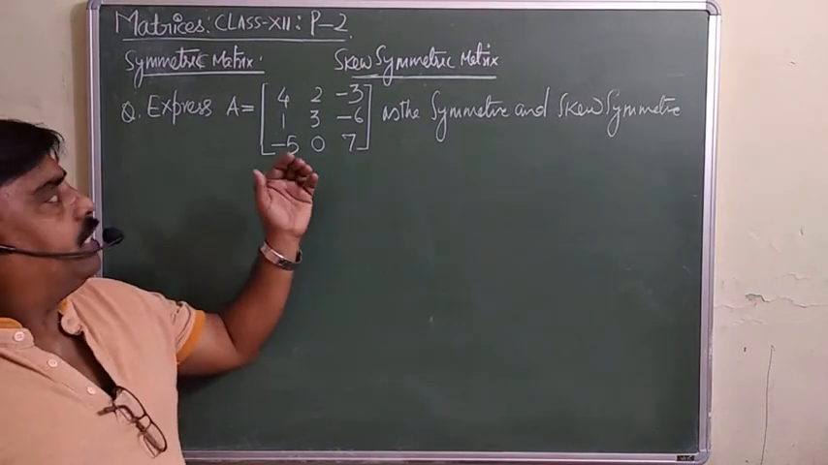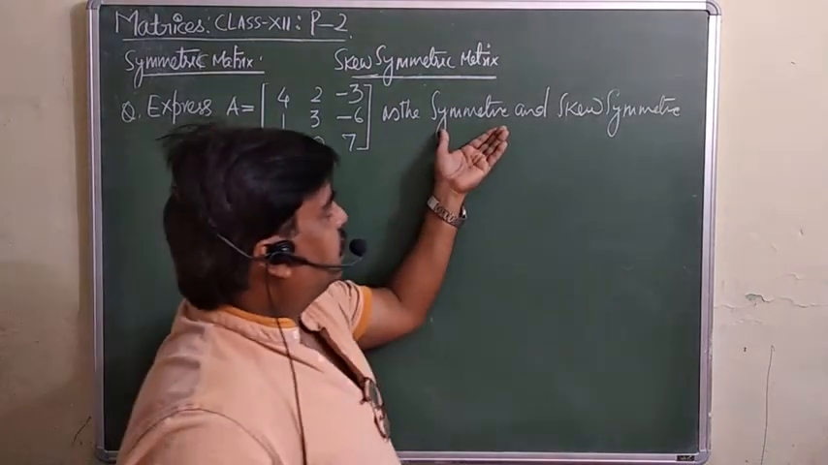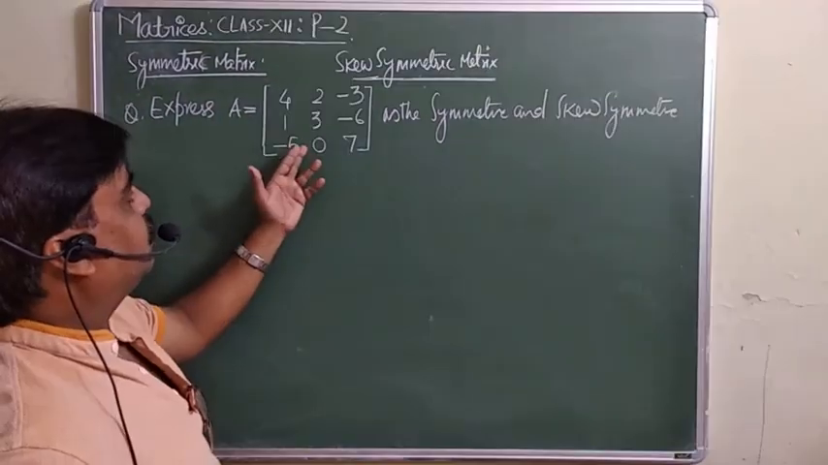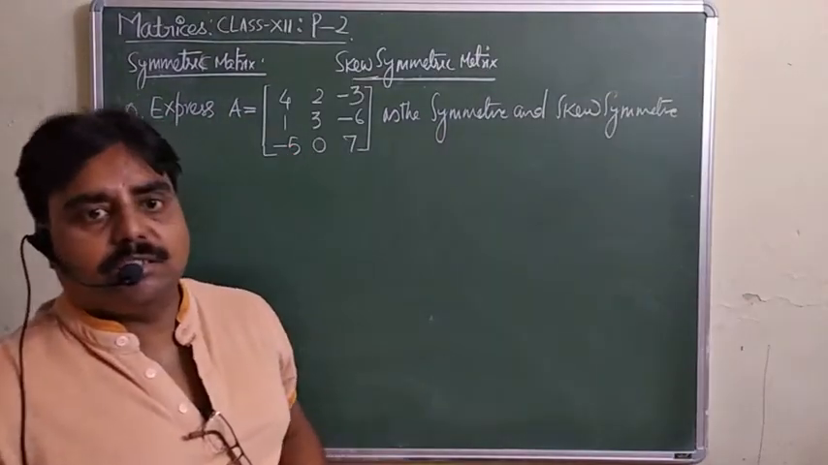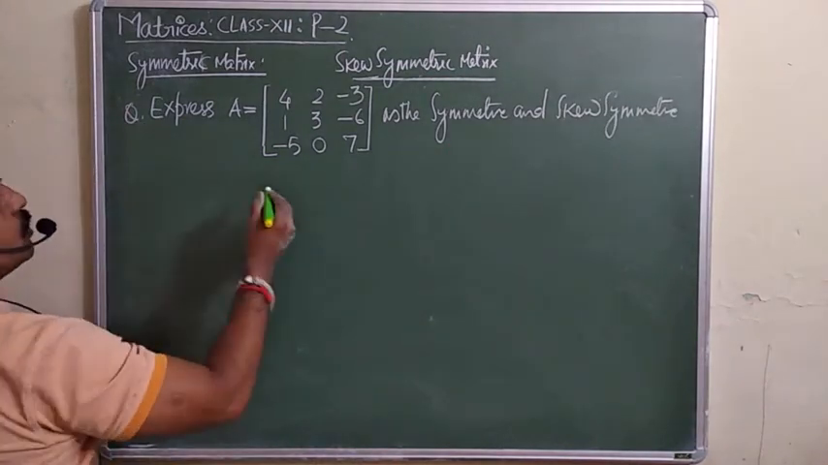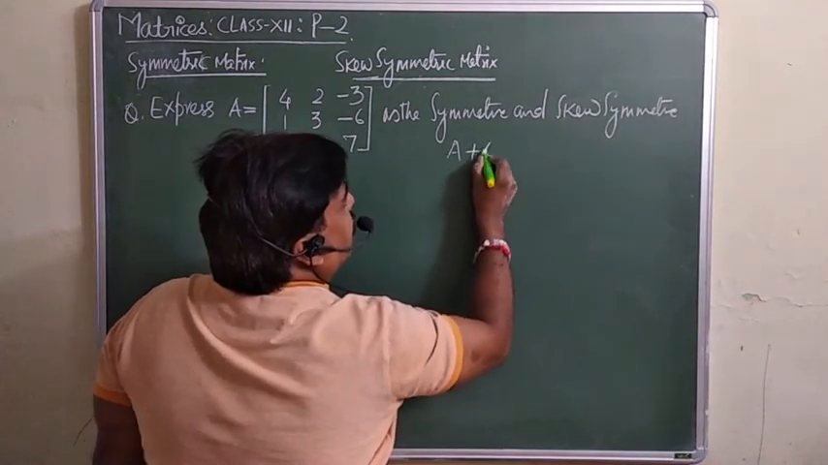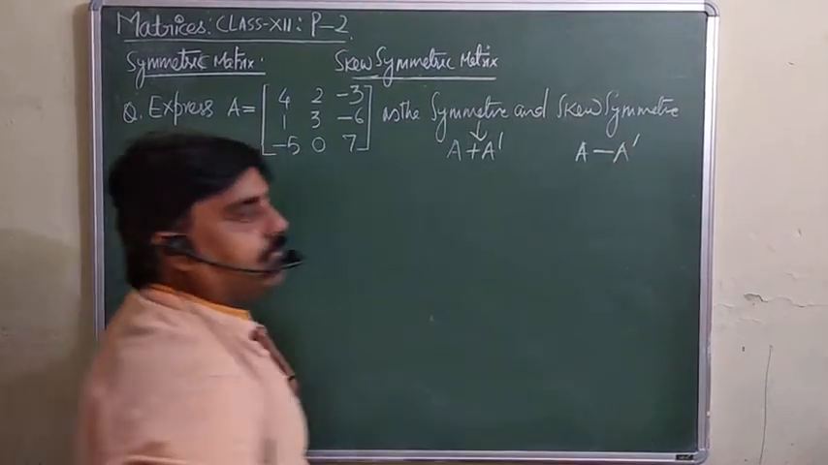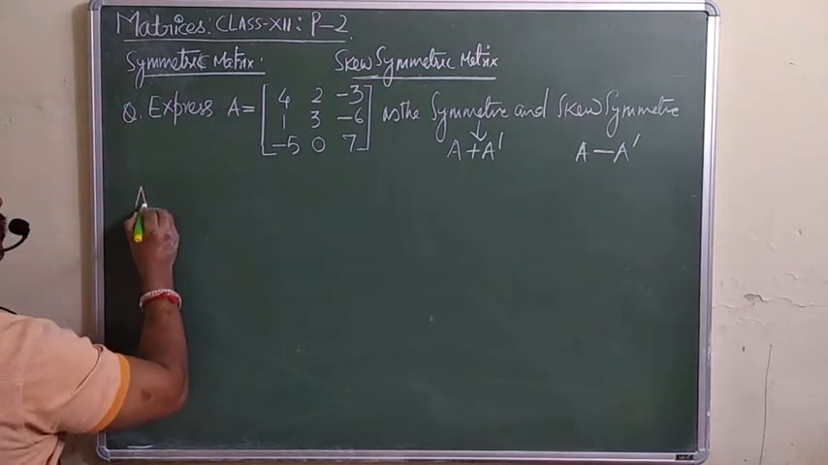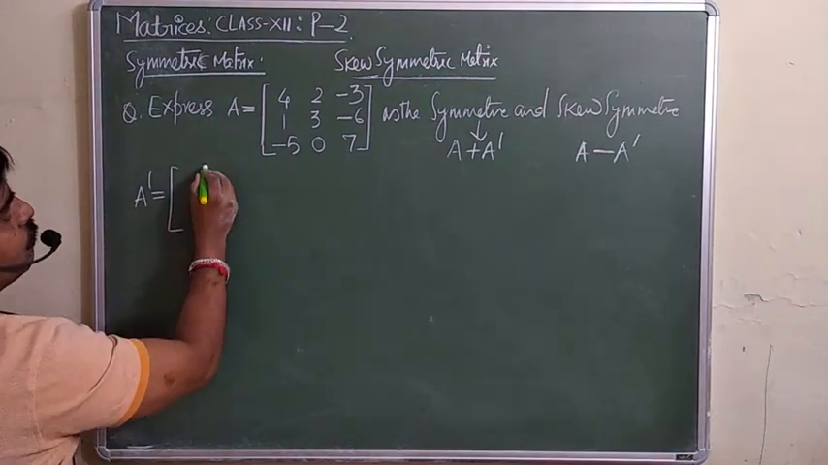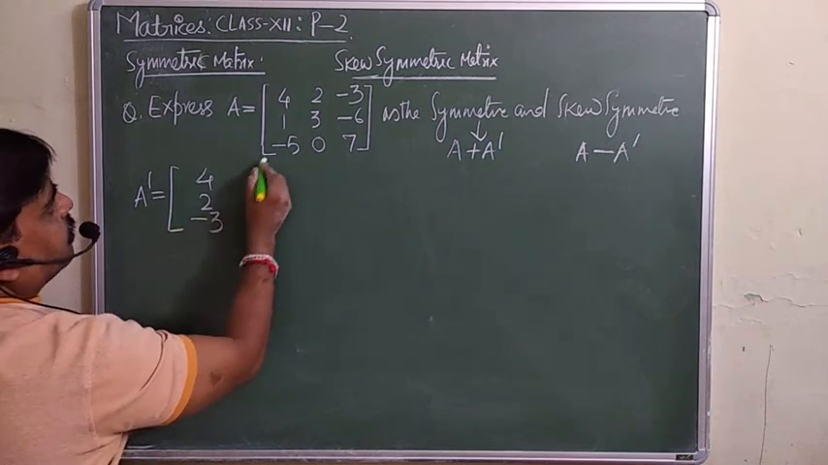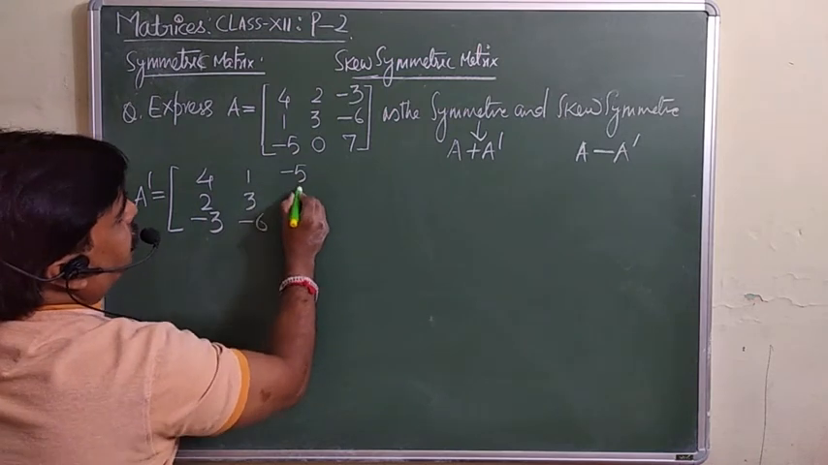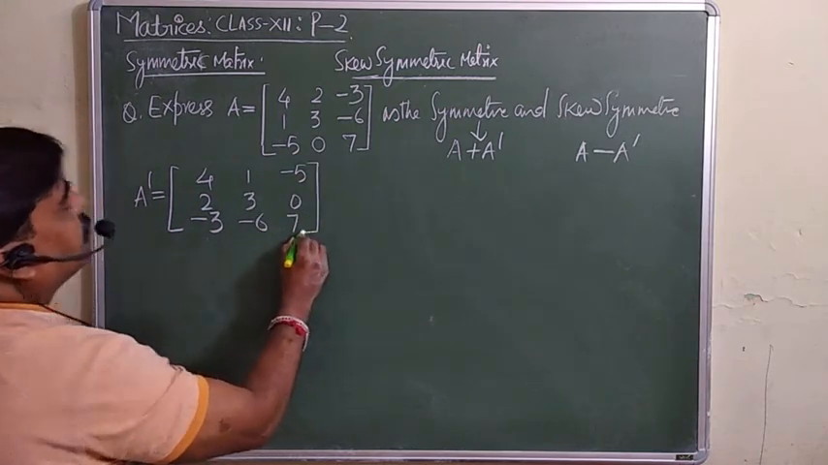Now, the example we are taking: there is a matrix A, and we want to write its symmetric and skew symmetric parts. If you take the transpose of this matrix, it is neither symmetric nor skew symmetric. We already know that A plus A transpose will be symmetric, and A minus A transpose will be skew symmetric. So first we must find A transpose. What you will get is 4, 2, minus 3, and 1, 3, minus 6, minus 5, 0, 7. This is your A transpose.